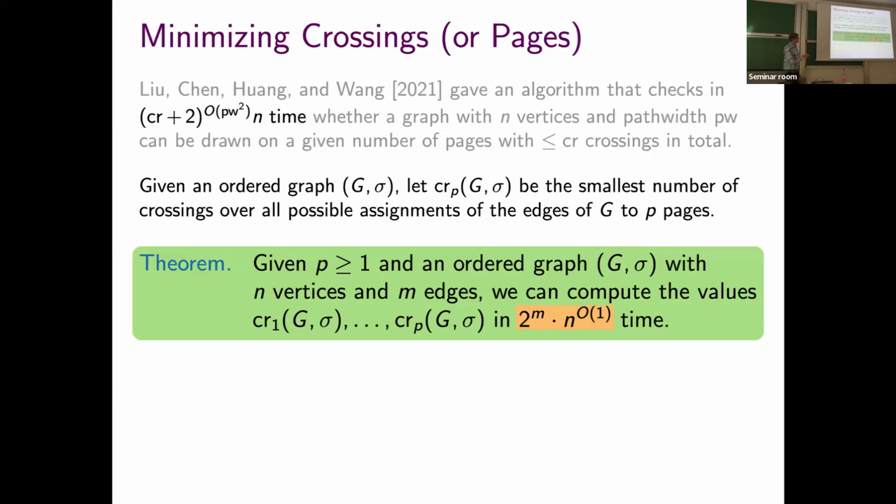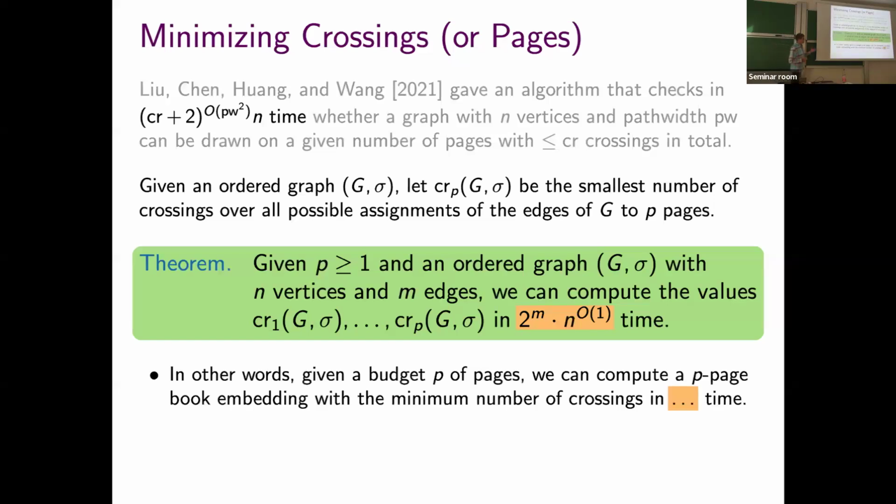So given some number of pages, an ordered graph, and vertices and edges, we can compute the values CR_1 to CR_p of our ordered graph in 2 to the m times some polynomial in n time. Okay, what does this mean, first of all? Well, if we give ourselves a budget of p pages, then we can compute such a p-page book embedding using the minimum number of crossings in the given time.